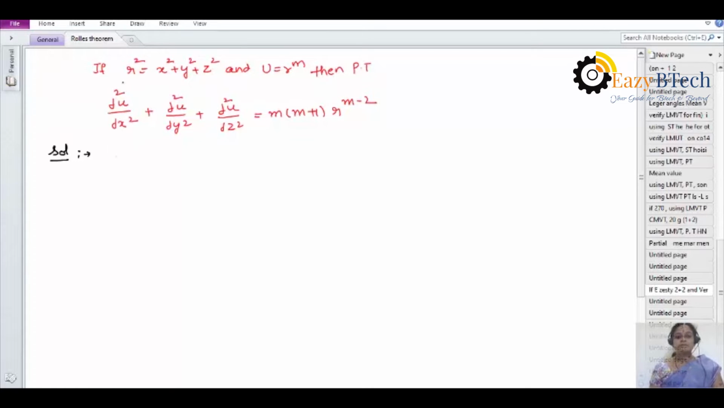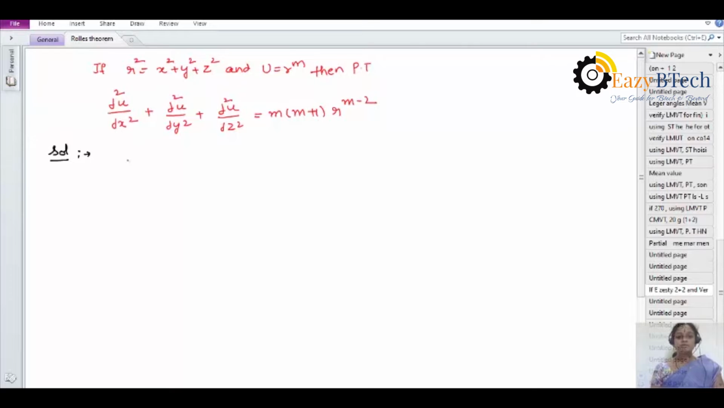So the question is like this: if r square is equal to x square plus y square plus z square and u is equal to r power m, then prove that dou square u by dou x square plus dou square u by dou y square plus dou square u by dou z square is equal to m into (m plus 1) into r power (m minus 2).